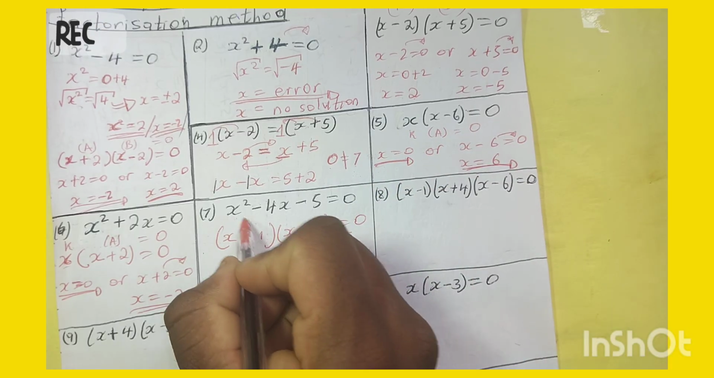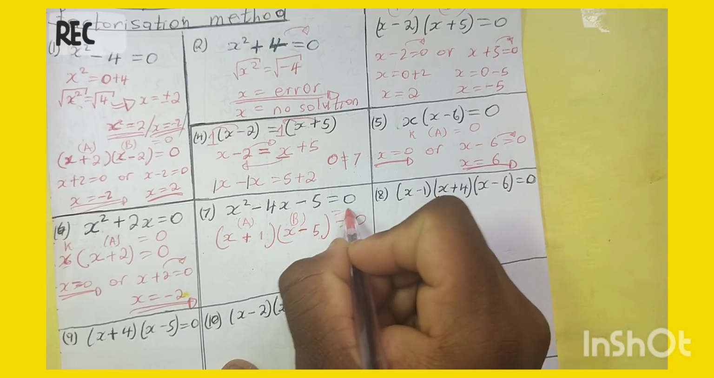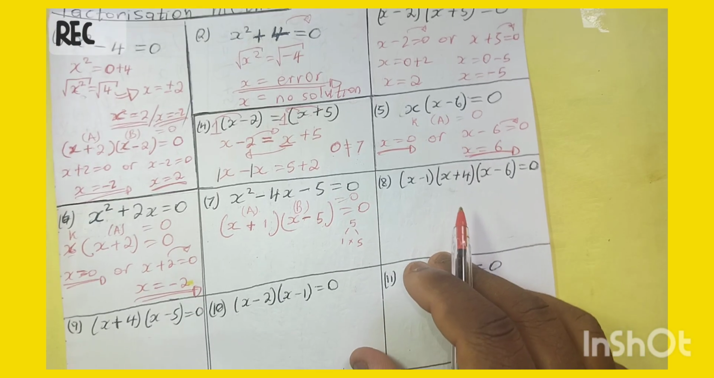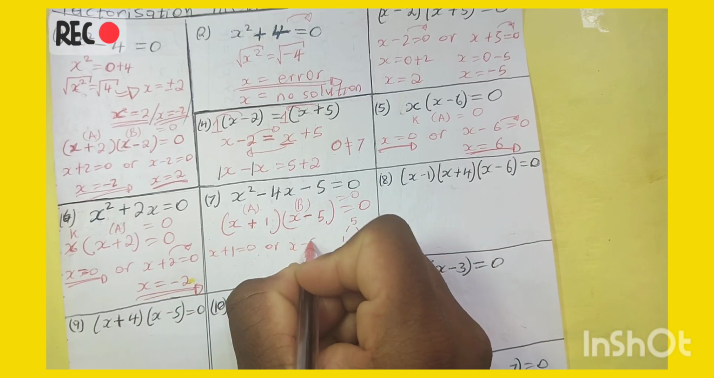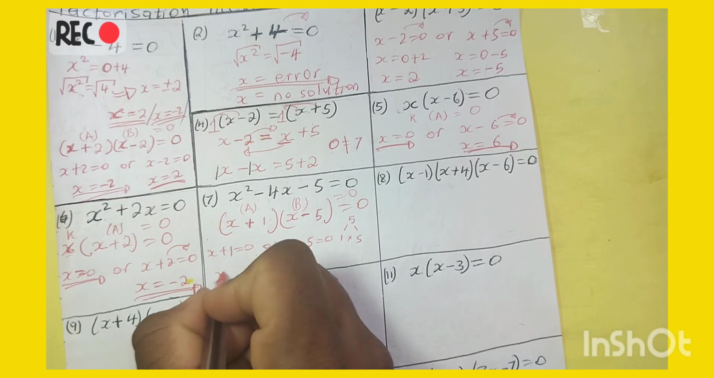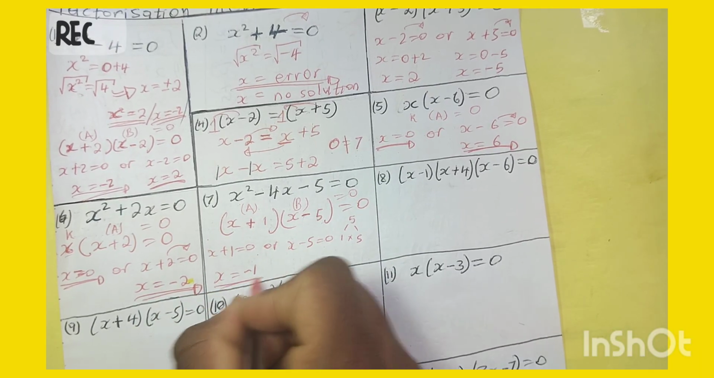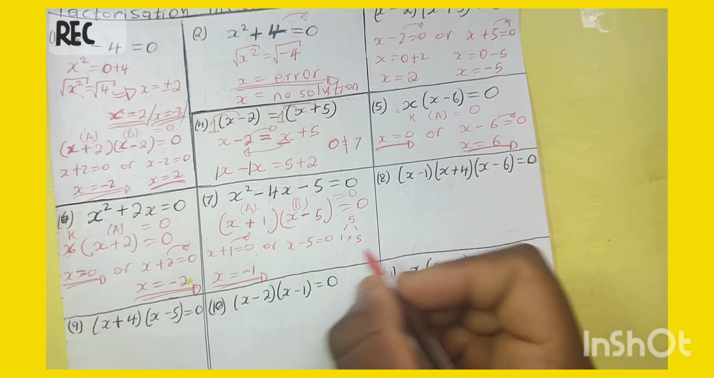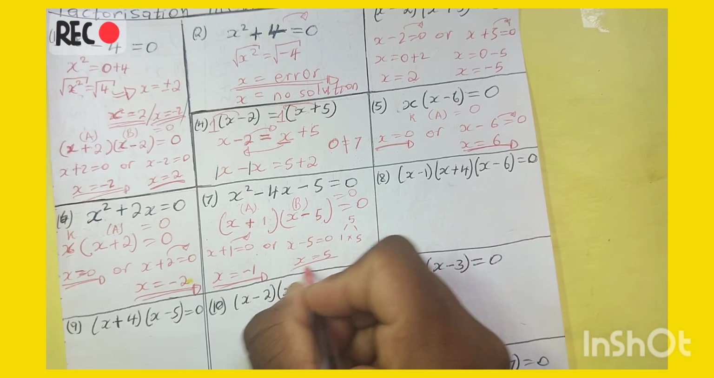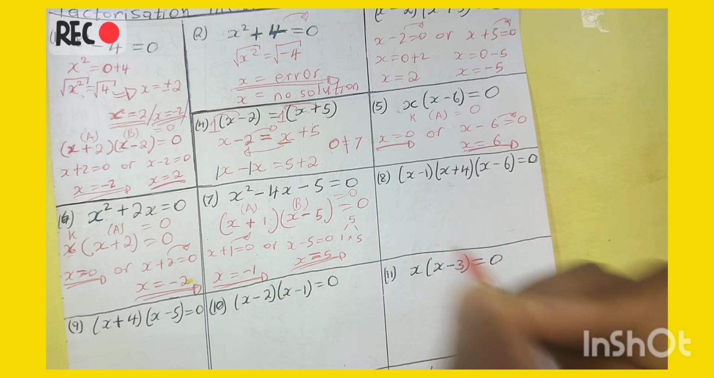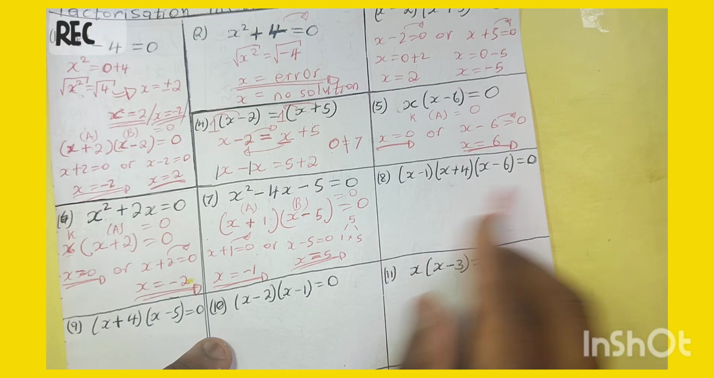So here I got bracket A, I got bracket B there. I equated by 0, meaning now I will equate each bracket by 0 there. Then I solve. This thing there will become negative 1, my first answer. If I take this thing to the other side, my second answer here is positive 5. Do you see this thing?